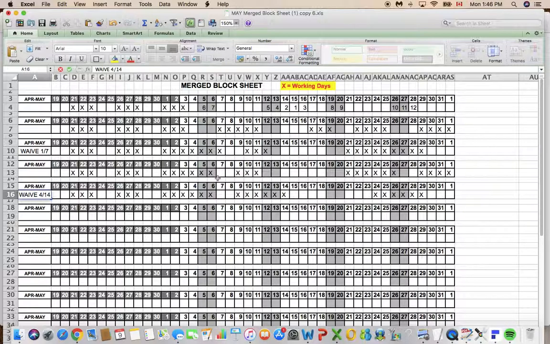I have some people that fill out their merge block worksheet for the entire year at the beginning of the year. Some pretty savvy bidders out there. Anyways, there you have it. Filling out the merge block worksheet.